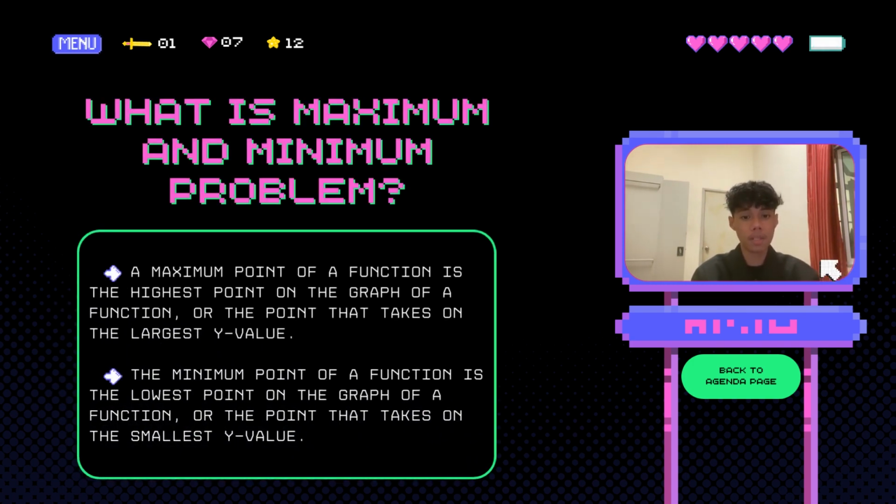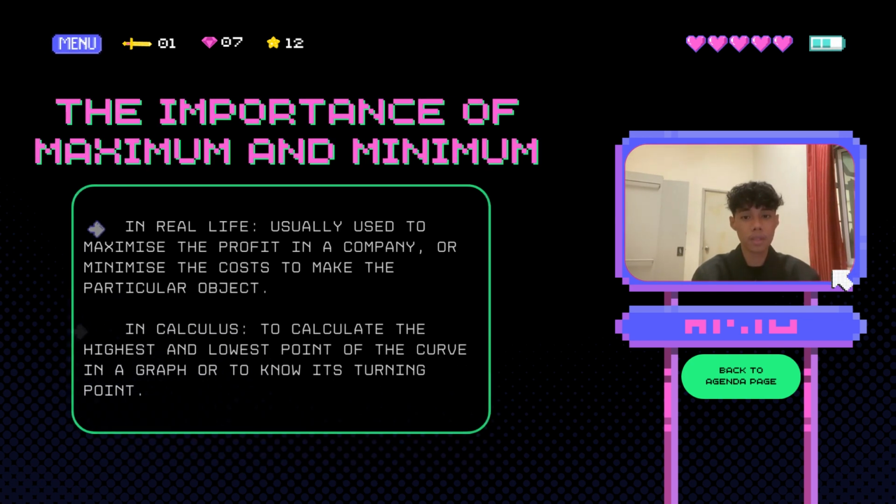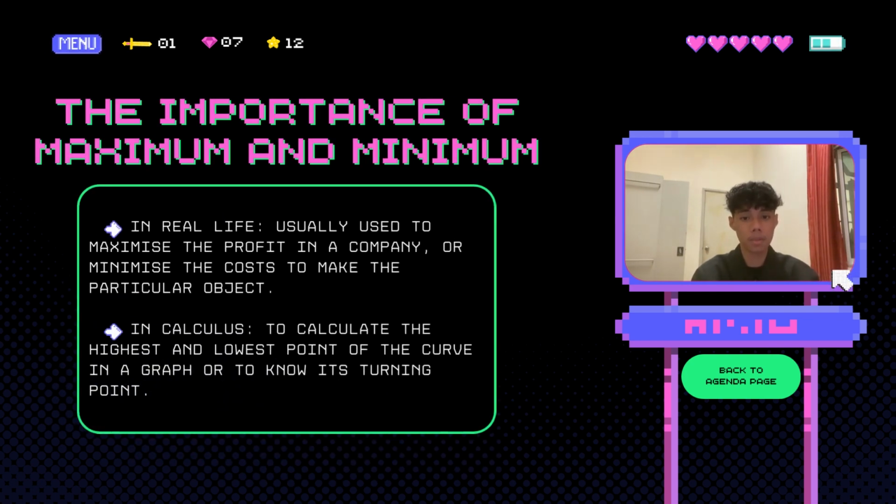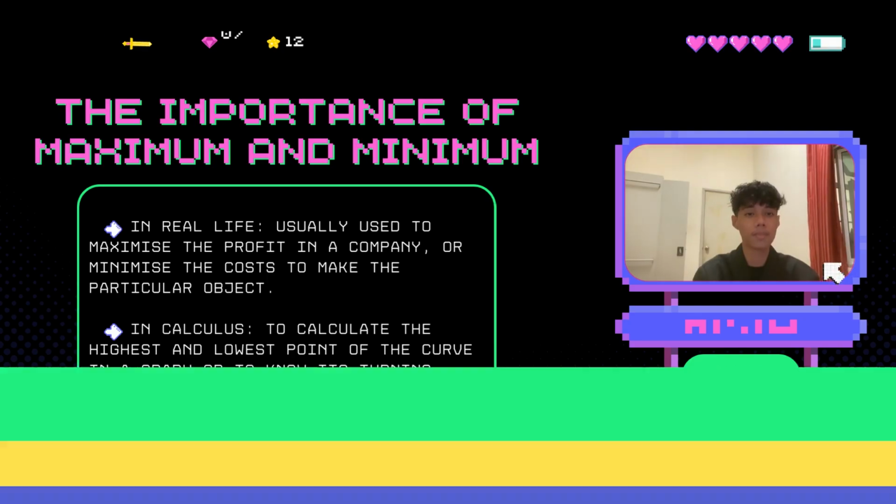A maximum point of a function is the highest point on the graph of a function, or the point that takes on the largest y value. The minimum point of a function is the lowest point on the graph of a function, or the point that takes on the smallest y value. And last but not least are the importance of maximum and minimum in real life and in calculus. In real life, we usually use it to maximize the profit in the company or minimize the cost to make a particular object. As for calculus, we use it to calculate the highest and lowest point of the curve in a graph or to know its turning point.